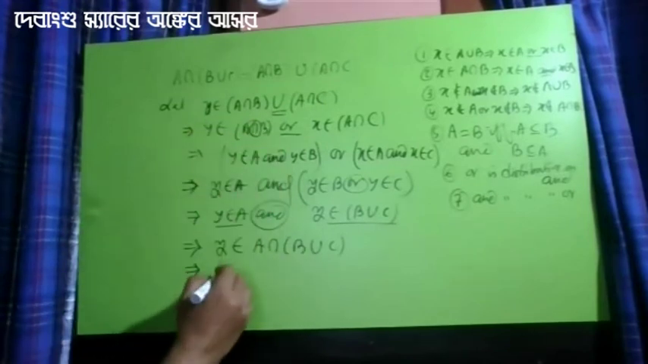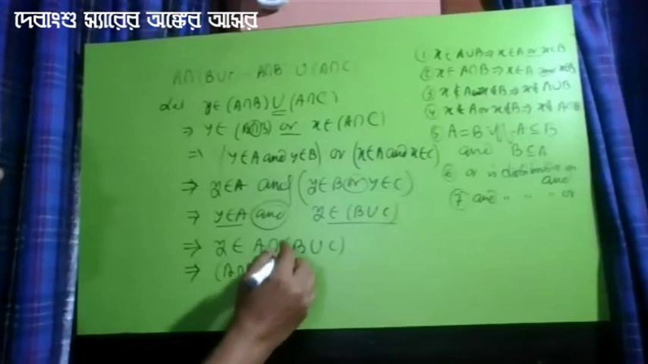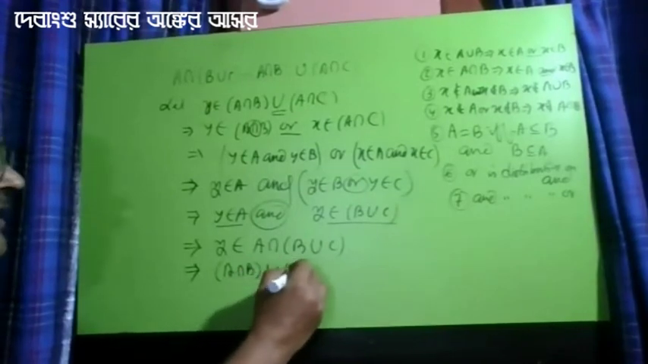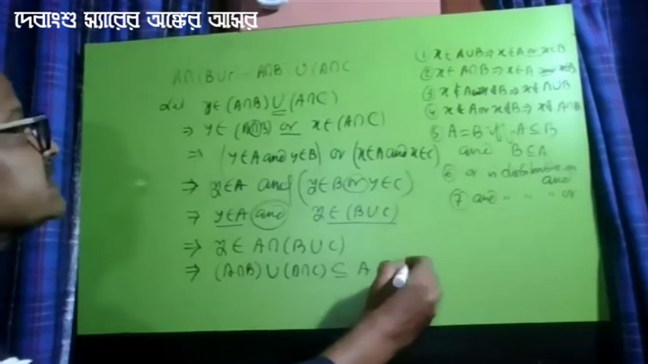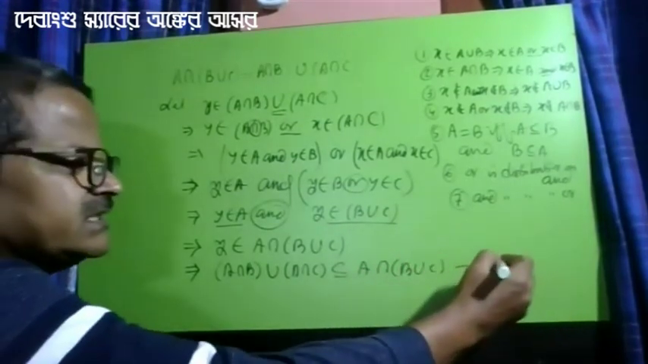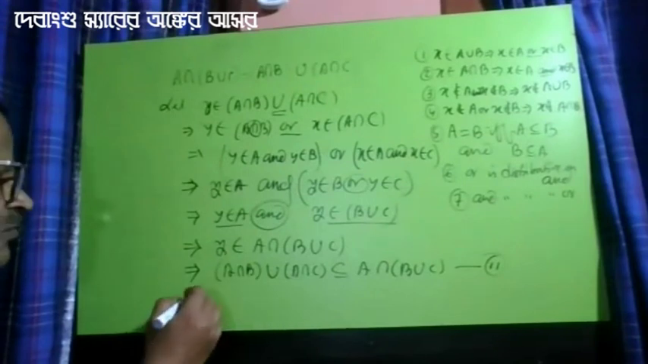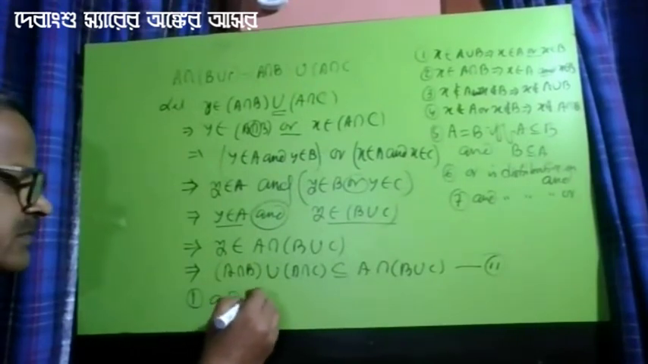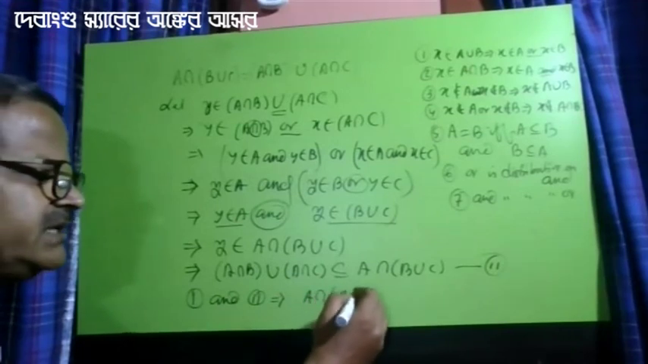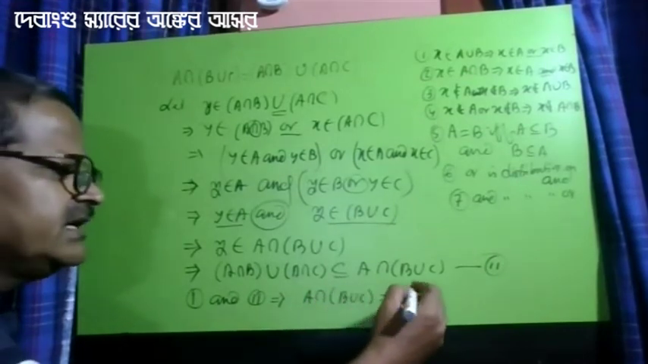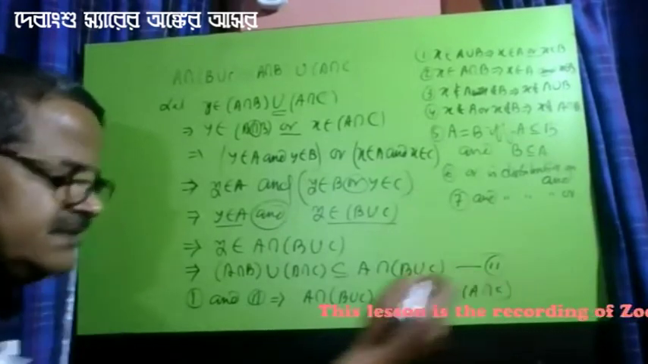That shows that (A intersection B) union (A intersection C) is a subset of A intersection (B union C). This is true, and previously I proved that this is a subset of this. So 1 and 2 imply A intersection (B union C) is equal to (A intersection B) union (A intersection C). Proved.